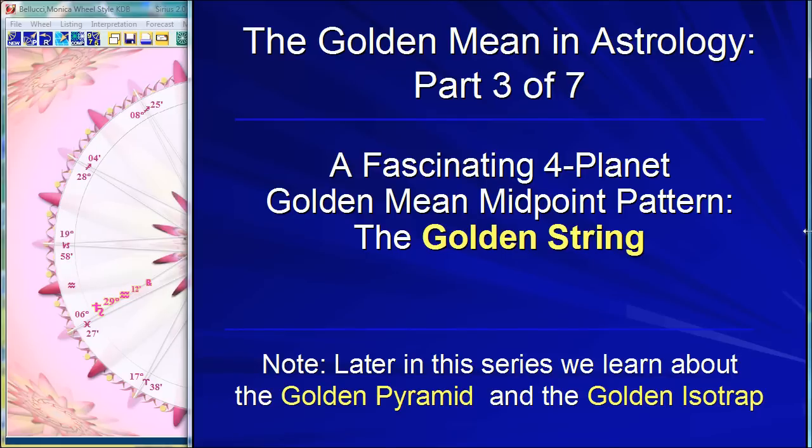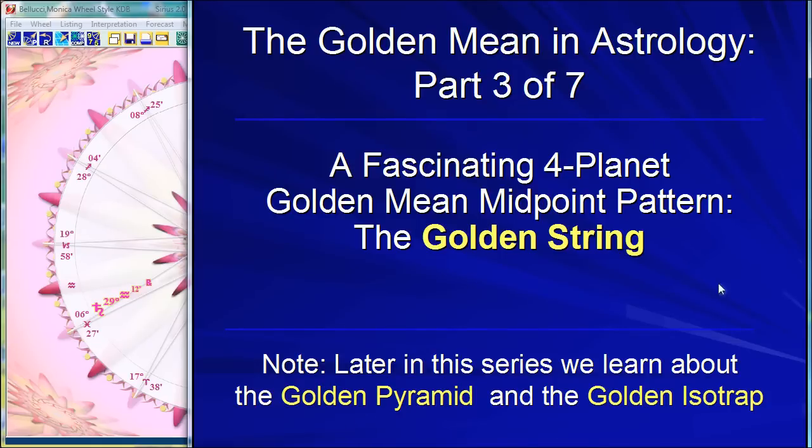Hello, today I'm going to tell you about a very important and beautiful four-planet pattern known as a golden string. The word golden comes from the fact that it's based on the golden mean, also known as the golden ratio. And there are two other patterns also that are very beautiful and very important, also based on the golden mean, and they're known as the golden pyramid and the golden isotrap.